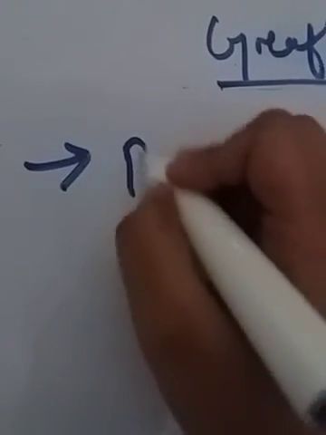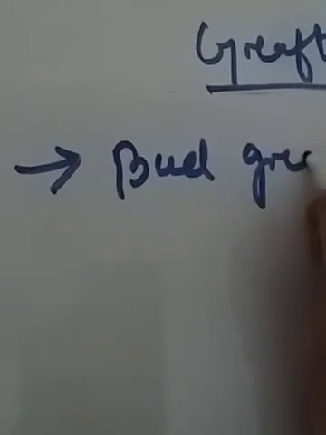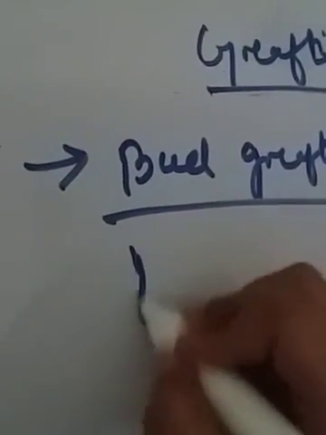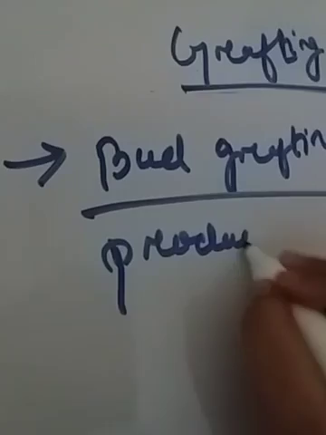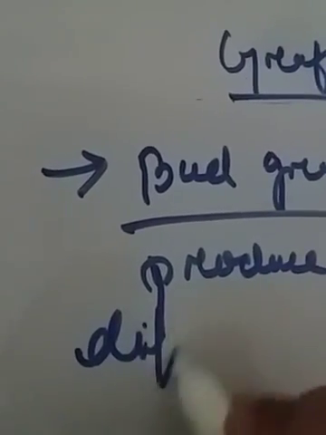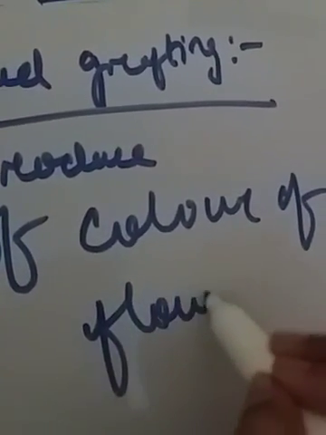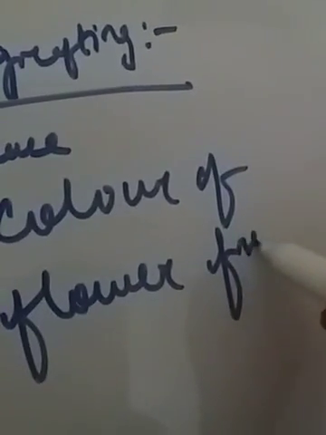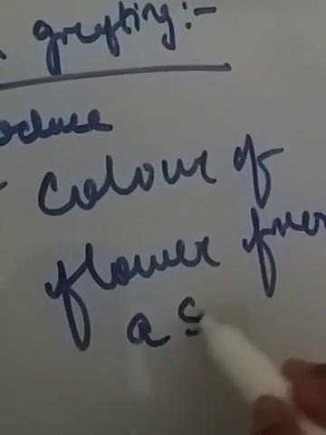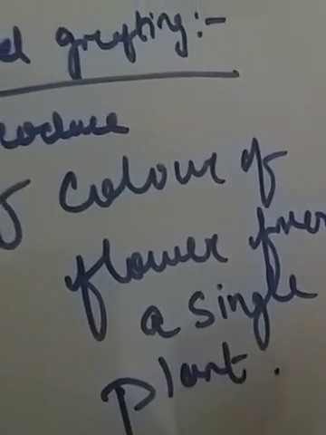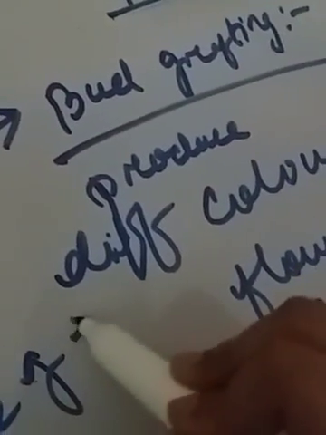Now let's see the other. Bud grafting. It is used to produce different colors of flowers from a single plant. Example is rose.